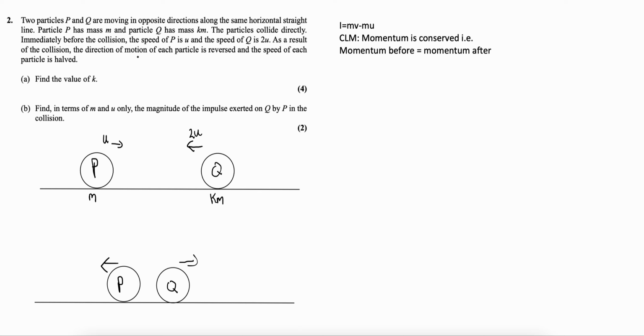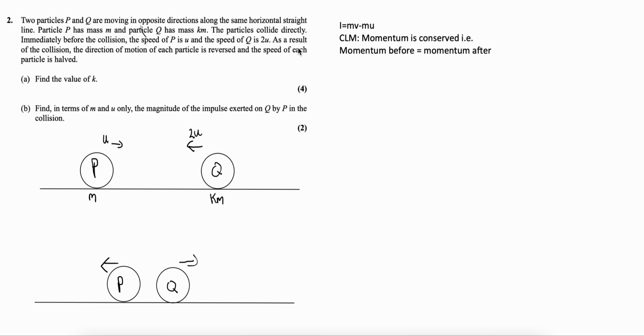So we have two particles, P and Q, which are moving towards each other. So we draw them, P and Q, and we have our arrows going inwards in opposite directions along the same horizontal straight line. Particle P has mass m, and particle Q has mass km, so some multiple of m. The particles collide directly. Immediately before the collision, the speed of P is u, and the speed of Q is 2u.